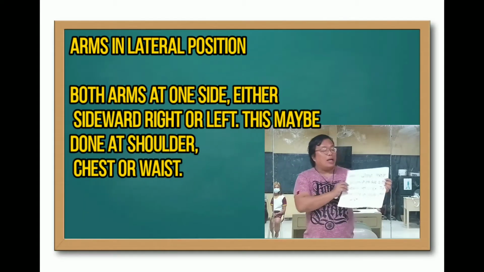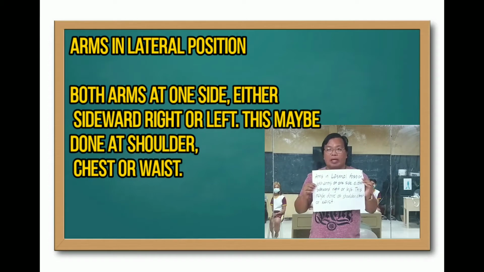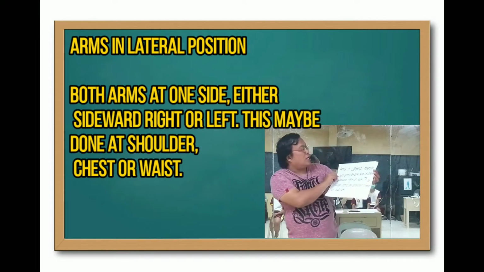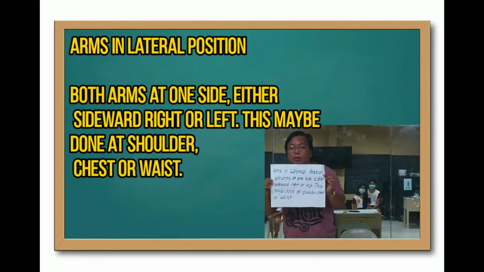This morning, you are going to learn some of the basic fundamental steps in folk dancing, specifically for arm movements only. The first one is the arms in lateral position. Manolito, will you please read the definition of arms in lateral position? Arms in lateral position: both arms at one side, either sideward, right or left. This may be done at shoulder, chest, or waist.